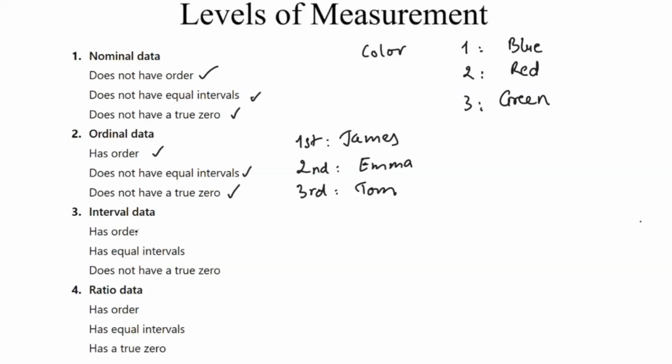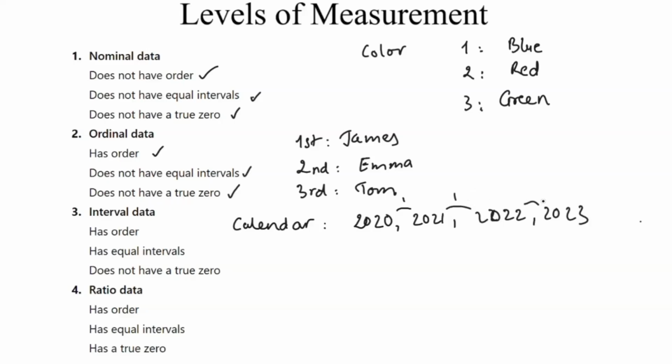Interval data. Interval data has order. For example, calendar. Calendar is interval data. For example, 2020, 2021, 2022, 2023. It's interval data because it has order. 2023 is higher than 2022, and of course, 2022 is higher than 2021, right? The calendar year has equal interval because between this year and this year is 1 year, between this year and this year is 1 year. So it has equal interval, okay?